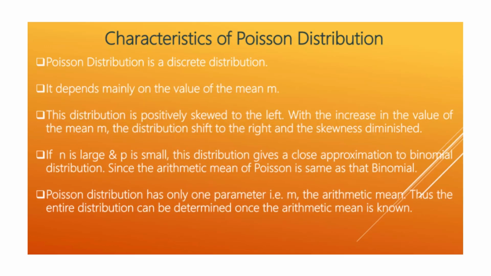Characteristics of Poisson distribution. Poisson distribution is a discrete distribution and it depends mainly on the value of the mean. The distribution is positively skewed, and with the increase in the value of the mean m, the distribution shifts to the right and the skew diminishes.